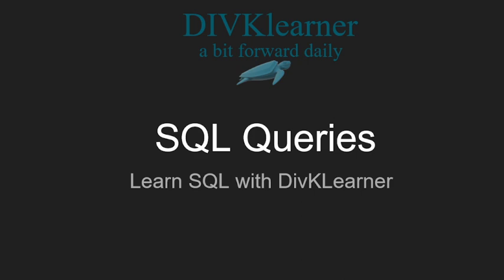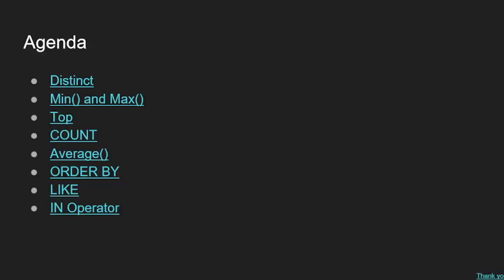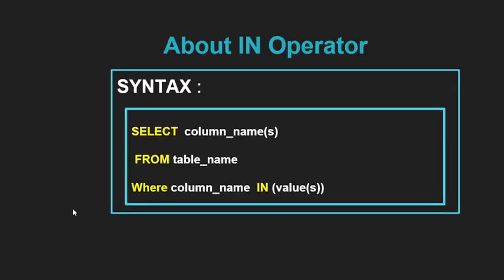So let's get started. Today's agenda is the IN operator in SQL. So let's move to the IN operator. The IN operator in SQL is used to specify a list of values, against which we can check whether the column values in the WHERE clause match the values of the list which we have specified.